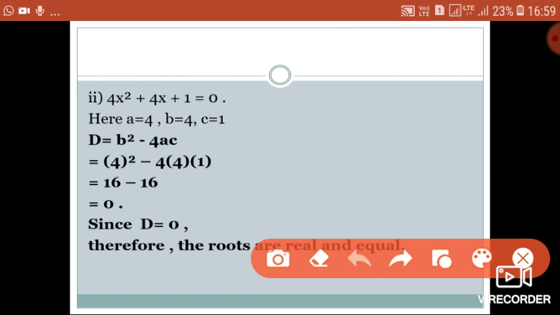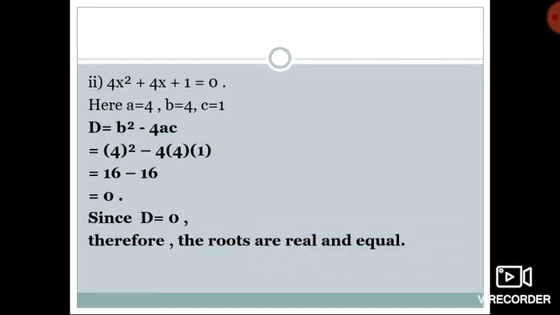For A, B, C, you have to apply these values to find out the discriminant value. So D is equal to B square minus 4AC. If you apply the value for B it is 4, A is 4 and C is 1. So 4 square you are getting 16, and if you multiply 4 fours are 16, we are getting the value 0. Since D is equal to 0, the roots are real and equal.